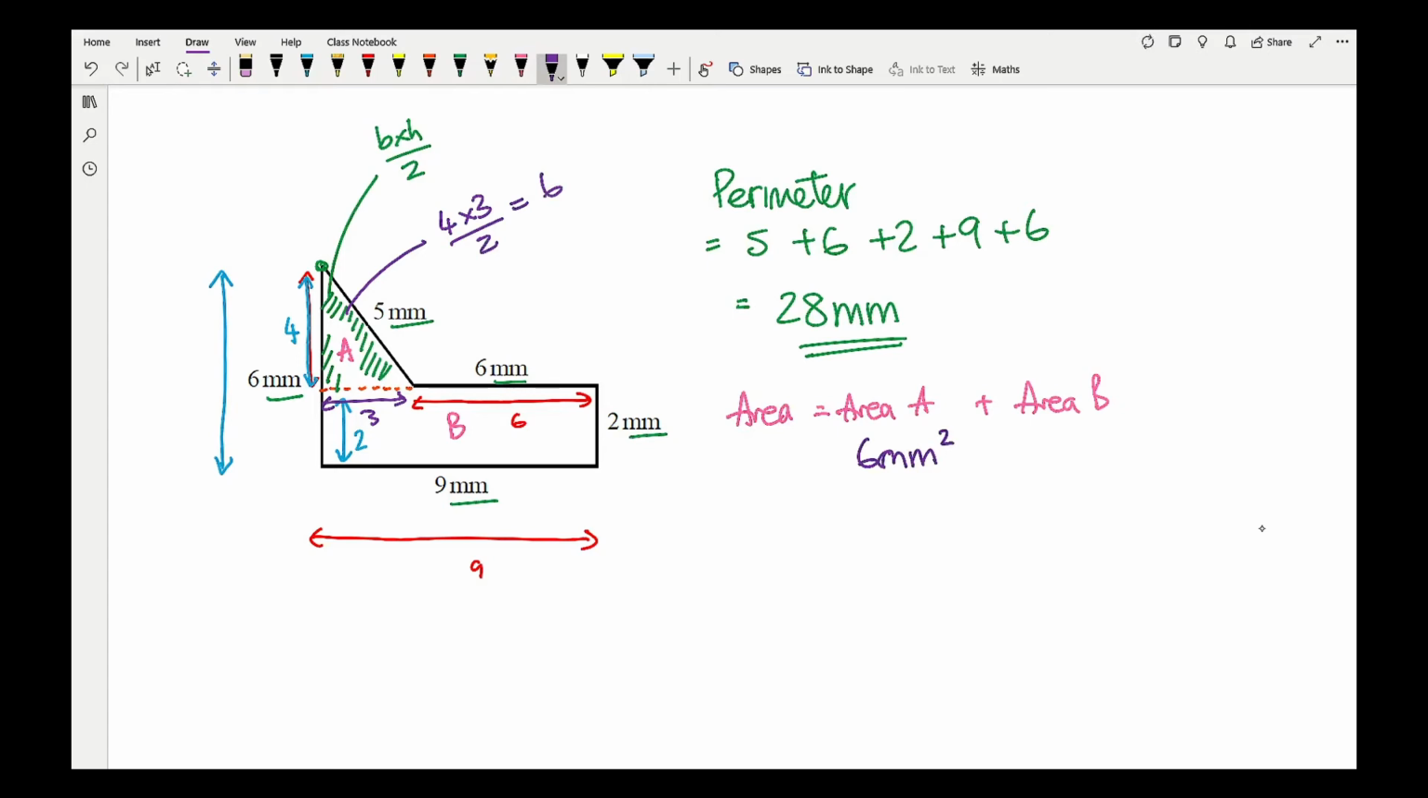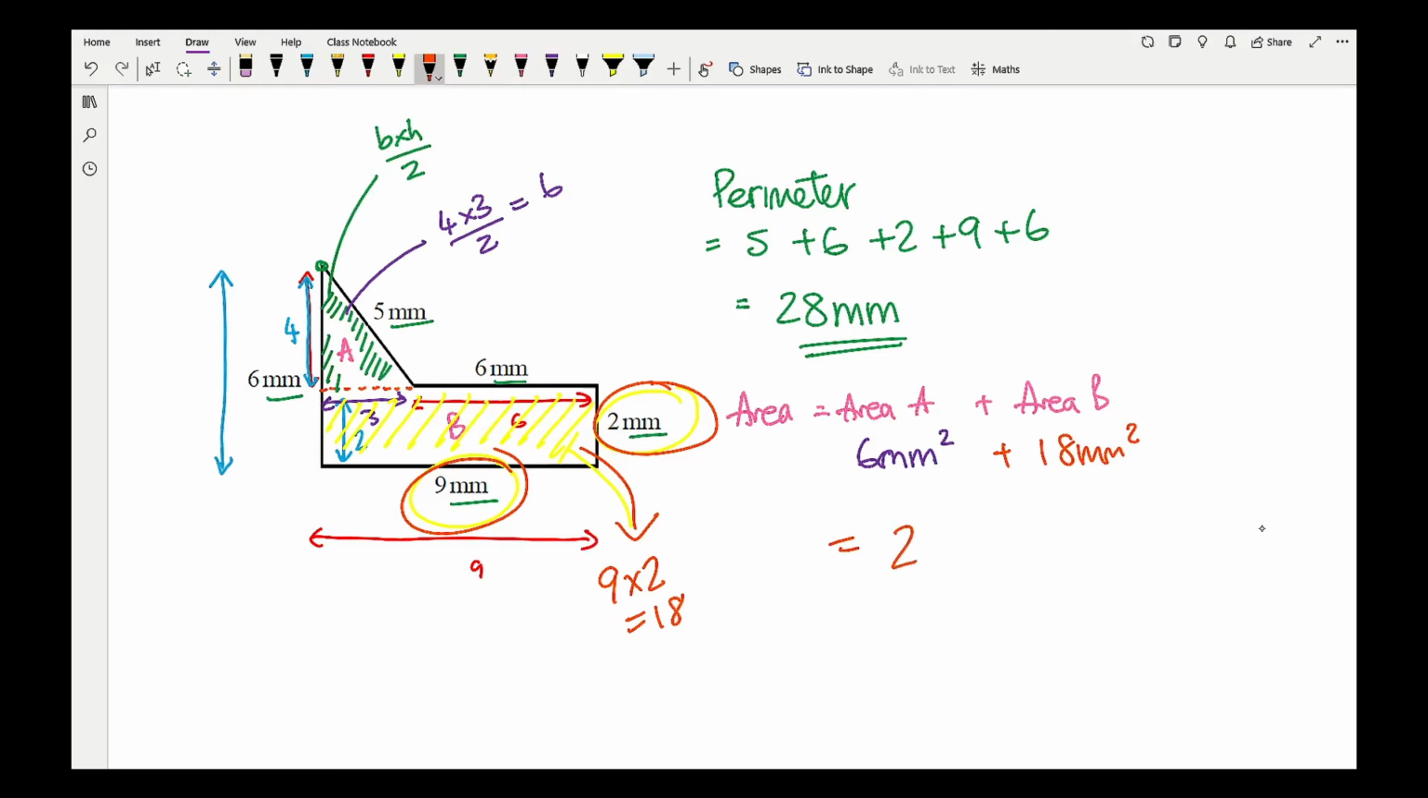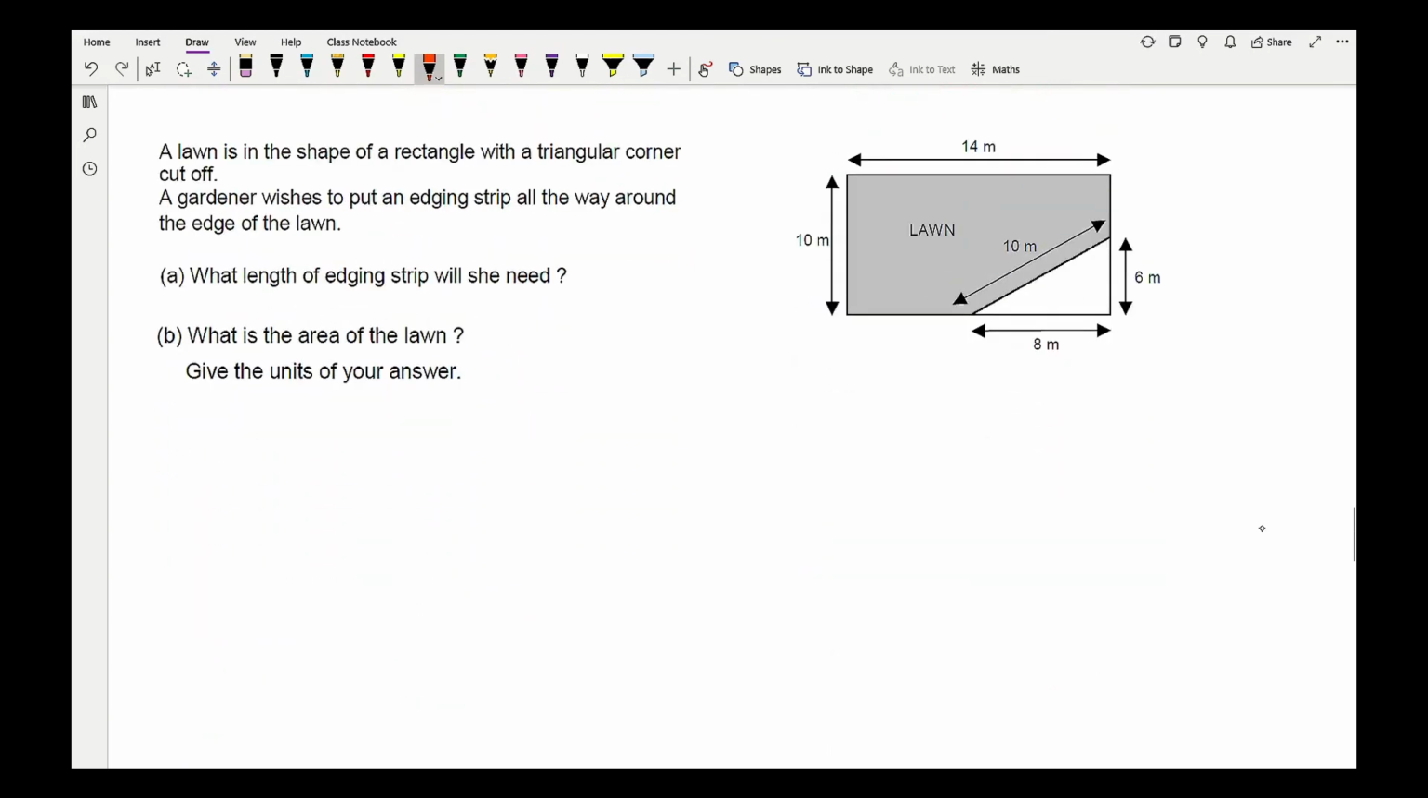Then working out B, which I'm just going to colour in, there's lots of numbers all over the place. But again, the key values I want are the 9 and the 2. Let me just use a different colour because that's not come out great. So 9 and the 2. So the area of B is going to be 9 times 2, which is 18. So that's going to be plus 18 millimetres squared, and adding them together gives me 24 millimetres squared, and there is my final answer. So let's have a look at a more wordy question.